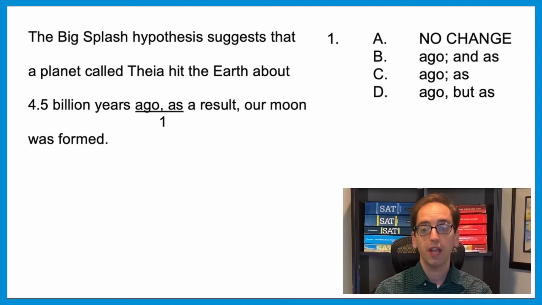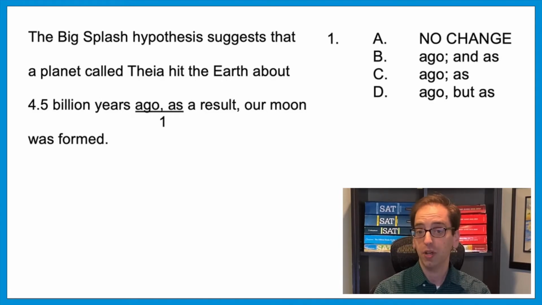Notice that some of the answer choices here have semicolons, while others have commas. When given the choice between a comma and a semicolon, the main thing you need to ask is whether or not each part of the sentence is its own full thought. So let's read each part to see if it is. I'll just read the first part. The Big Splash hypothesis suggests that a planet called Theia hit the Earth about 4.5 billion years ago. That's a full thought. It could stand on its own.